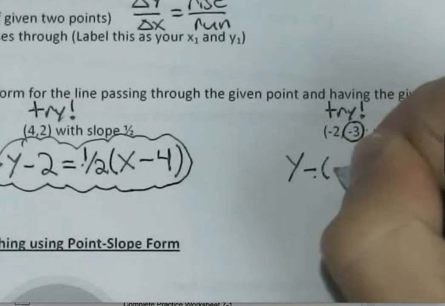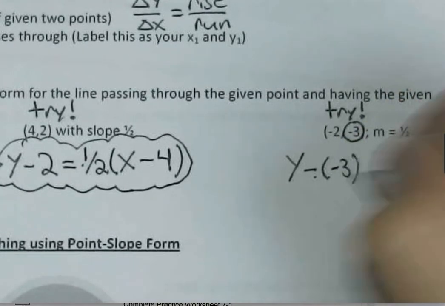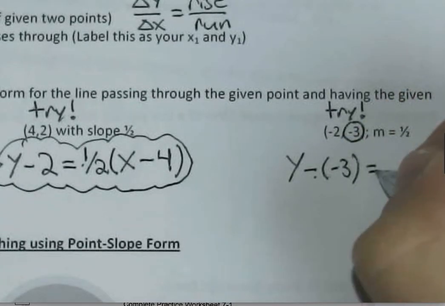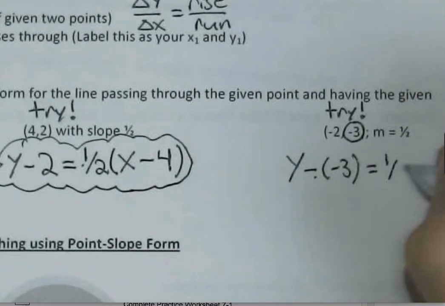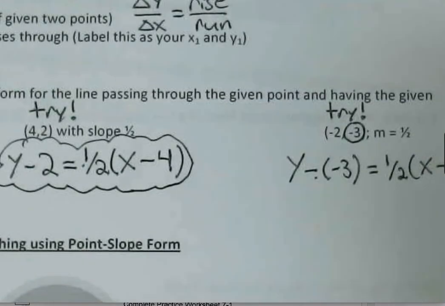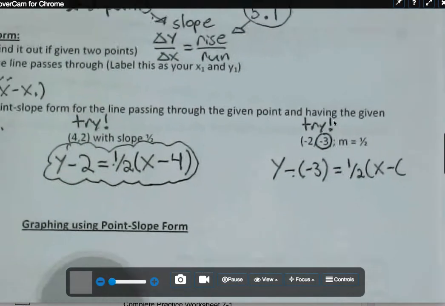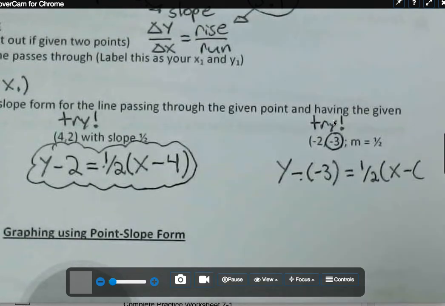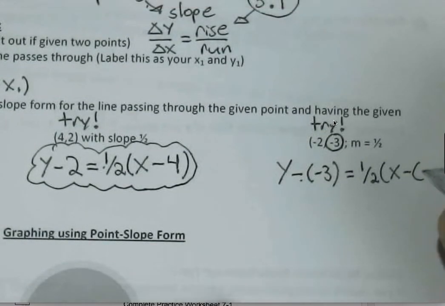So proceed with caution in problems like this where I put parentheses around that. We'll touch back on that in a moment. We then have 1/2. We have x. We're now subtracting our x coordinate, which is what number? You should be saying -2.